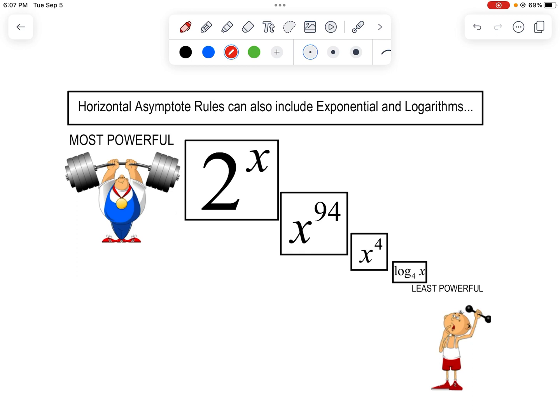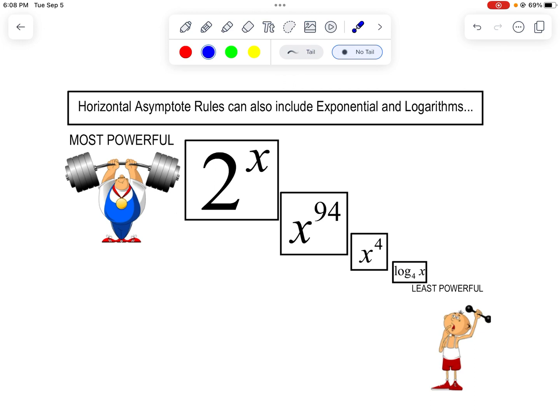If there are other weird functions within there, you want to know that an exponential function, 2 to the x, is the most powerful. That will go to positive or negative infinity the fastest. And therefore, that overpowers any of these other ones. X to a higher power will go to infinity faster than x to a lower power, but slower than an exponential. Exponential grows the fastest. That will go to infinity the fastest. And so that will overrule these other functions.